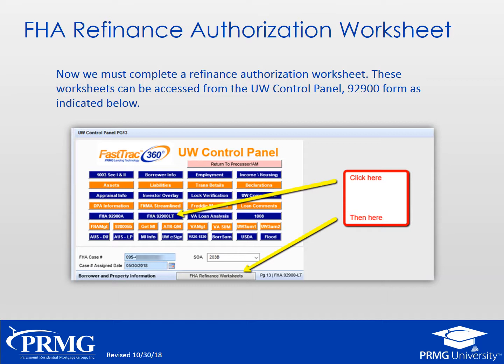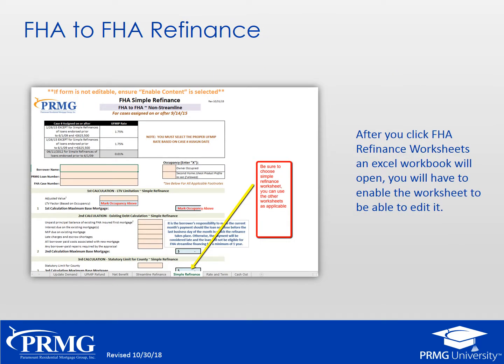These worksheets can be accessed from the Underwriter Control Panel 92900 LT form as indicated on this slide. After you click FHA Refinance Worksheets, an Excel workbook will open. You will have to enable the worksheet to be able to edit it. You can do so by clicking on the Enable button at the top of the spreadsheet.